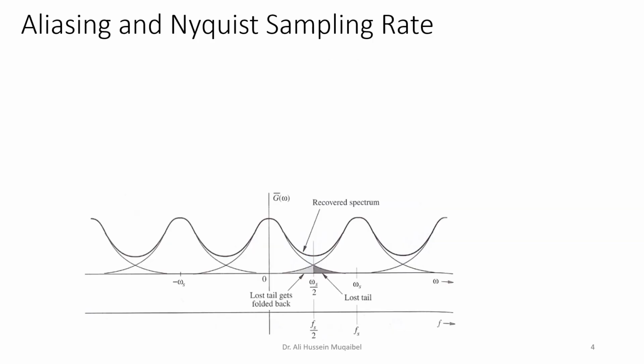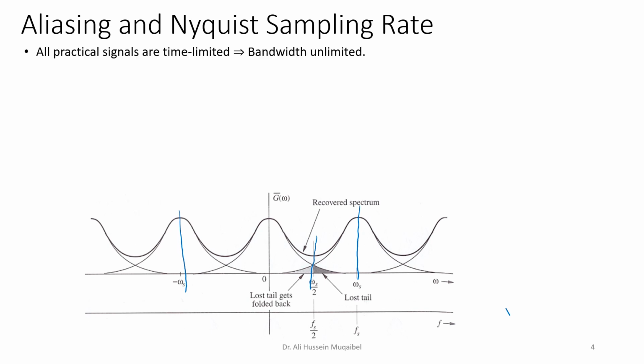This diagram also shows the same idea. This is the original spectrum and the images, and I get the superposition of the two, so what we get is this spectrum. This is Fs, the sampling frequency, and minus Fs. And this is the folding frequency, which we call Fs over 2.